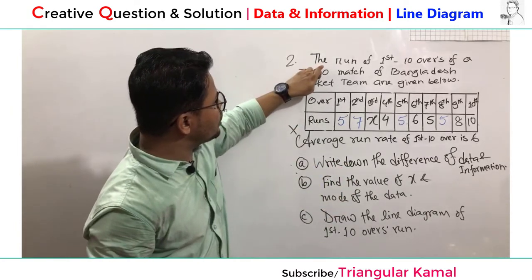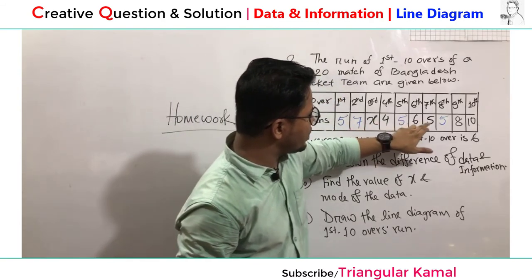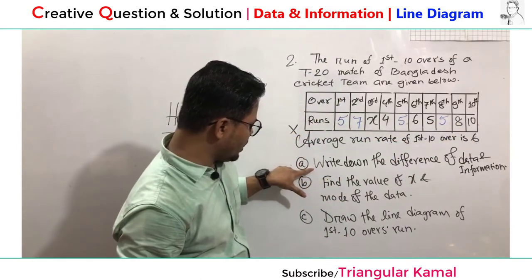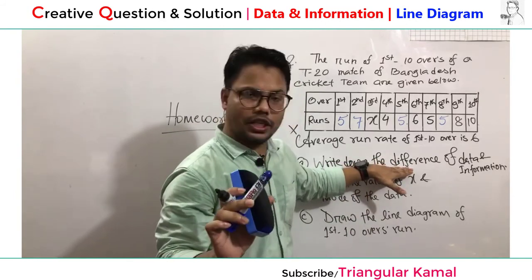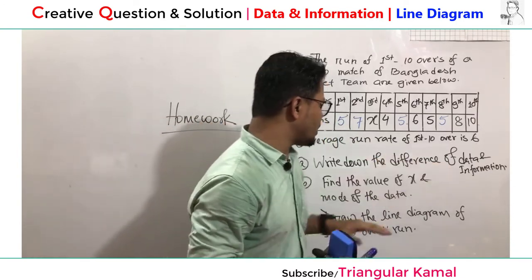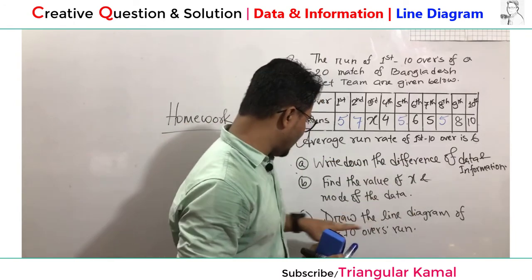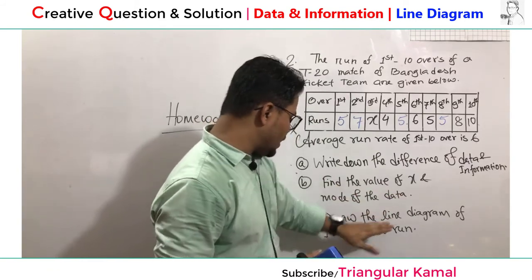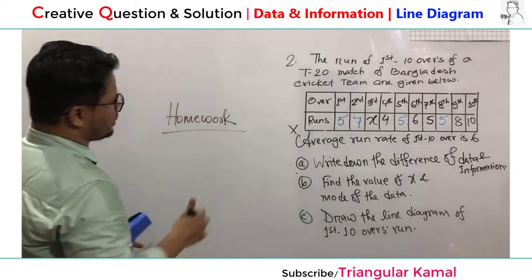Question number 2: the runs of the first 10 overs are 5, 7, x, 4, 5, 6, 5, 5, 8, 10. The average is also the same. For the first question, write down the difference; you can give 2 marks. At least you have to give 4 differences between data and information. Find the value of x and the mode of the data, and then draw the line diagram of the first 10 over runs. So this is your homework, my dear students.